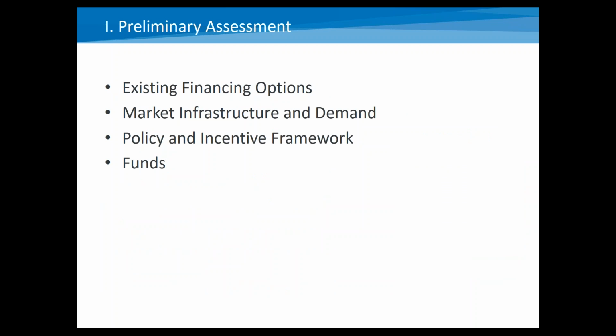The guide is available on CESA's website, and I encourage you to take a look and look at some of these things more in depth. But I will start with the first section of the report, which is titled Preliminary Assessment. This is really your market research, your market assessment. What are you working with within your jurisdiction? What are the financing options available? What's the market infrastructure? What's the demand? What kind of policies and incentives are available in your state or local territory? And what kind of funds can you apply towards the development of a program like this?